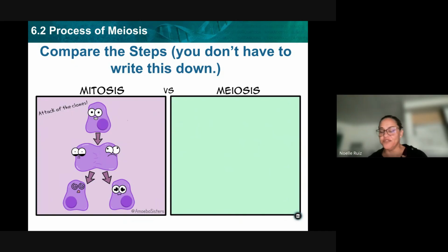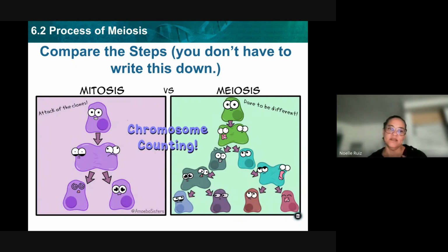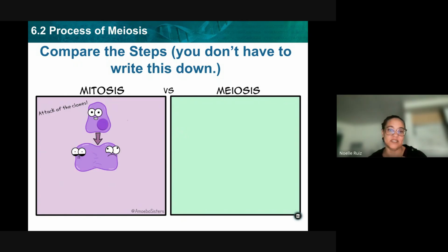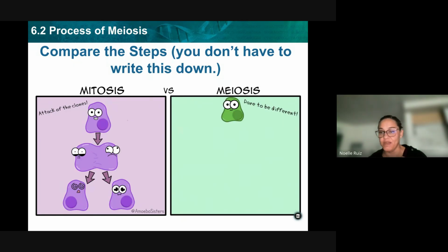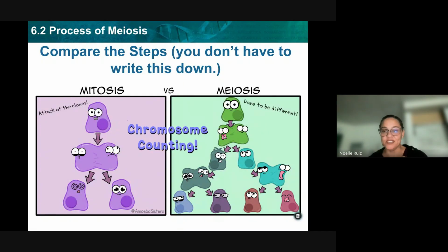And this is a little GIF of the process. It's not something you have to write down. But mitosis, Attack of the Clones: start with 46, end with 46, the exact same cells. Meiosis, everything is unique. Start with 46, end with 23, and there are 4 of them. Just an overall animation of both processes.